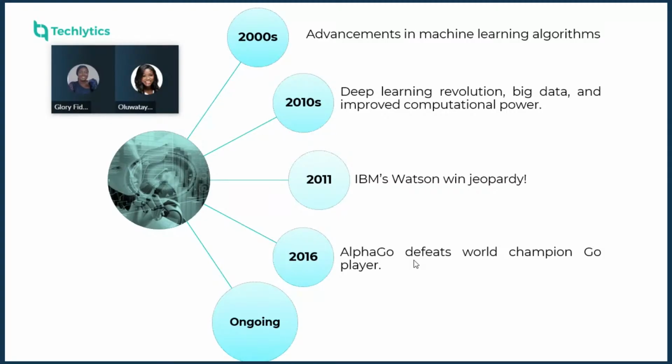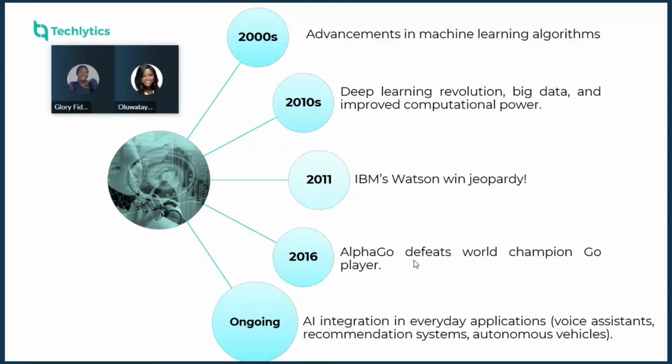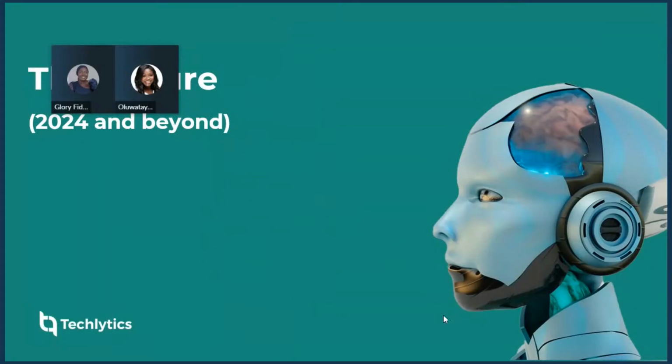In fact, in 2016, Google also has a robot named AlphaGo that also defeated a human world champion in a game called Go. And right now, where we are today is that we are now integrating AI into everyday applications. We now have it in our Siri, we have it in autonomous vehicles, we have it in our recommendation systems in Amazon, in Jumia, wherever it is you're buying stuff.